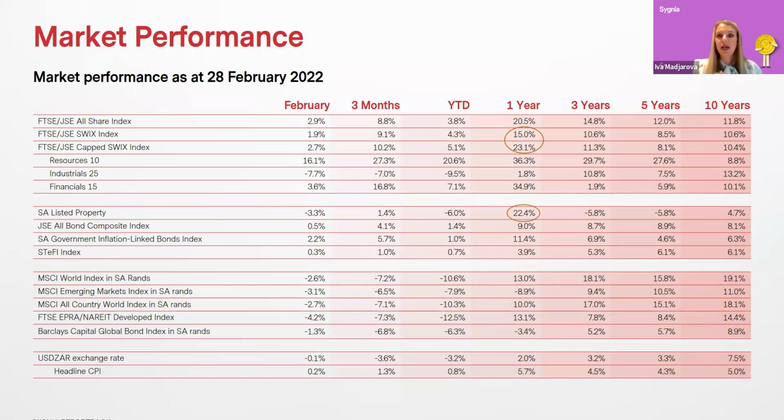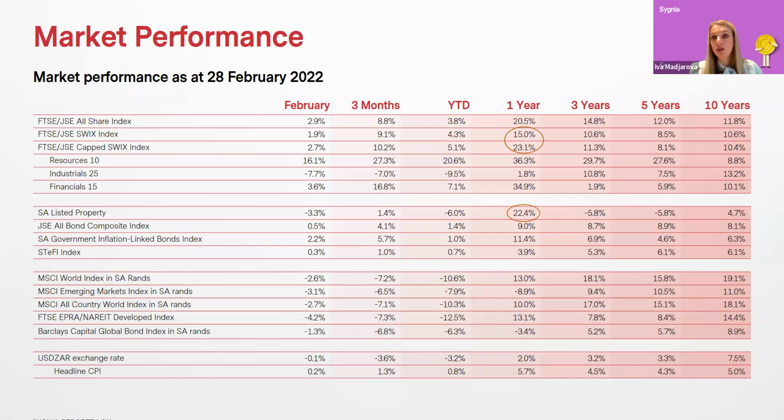Something else to point out is property. Property has also done very well over the 1 year, giving us 22.4%. So definitely a good, healthy, double-digit number. However, if you look at February's return of -3.3, as well as the 3 and 5 year numbers, you can see negative returns. So this positive return for this 1 year measurement period really comes down to property as an asset class coming from a really low base. At some stage, it was down 50%. So coming off that low base, it has provided a good return over the 1 year.